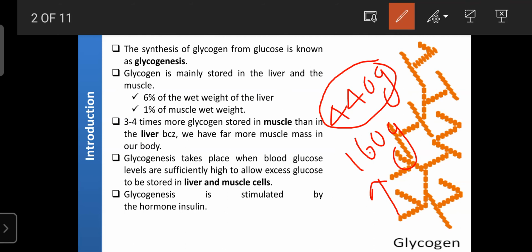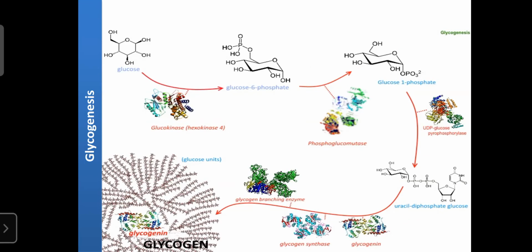So now we go to the various steps involved in the synthesis of glycogen. Mainly there are 6 to 7 steps involved in the conversion of glucose into glycogen. This process mainly occurs in the liver as well as the muscle cells. The excess glucose from the blood enters into the cytosol.